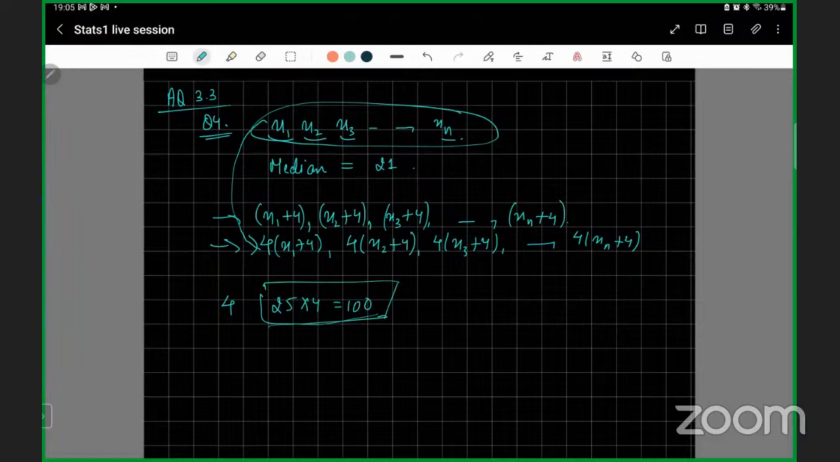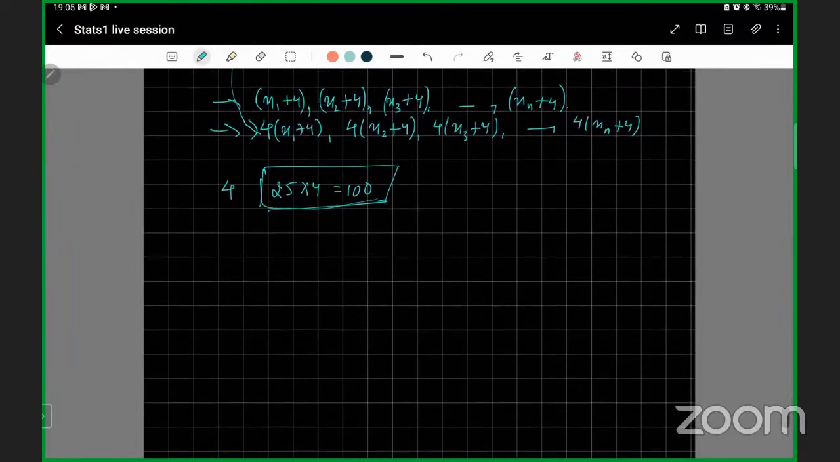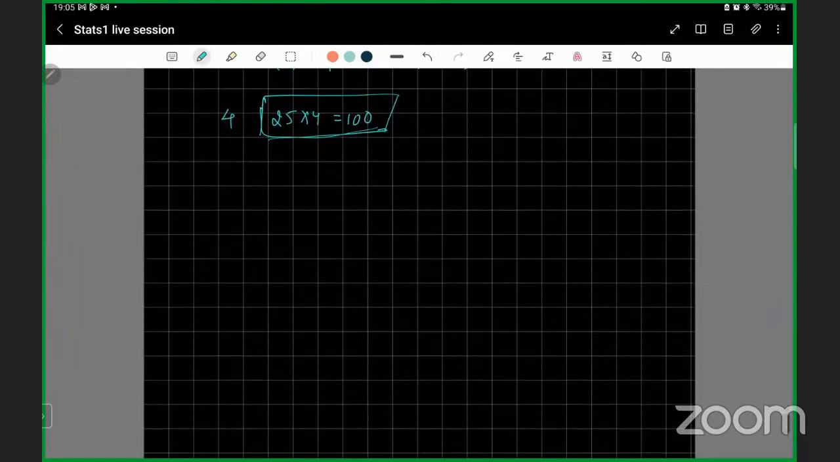Is it clear? Yes, ma'am. Ma'am, I have a general doubt. Suppose we have a 5 number summary: the minimum is something, the first quartile is something, the second quartile is something, and the maximum is something. Then can we find the mean? How will you find the mean from there? We are not able to find the mean, no?